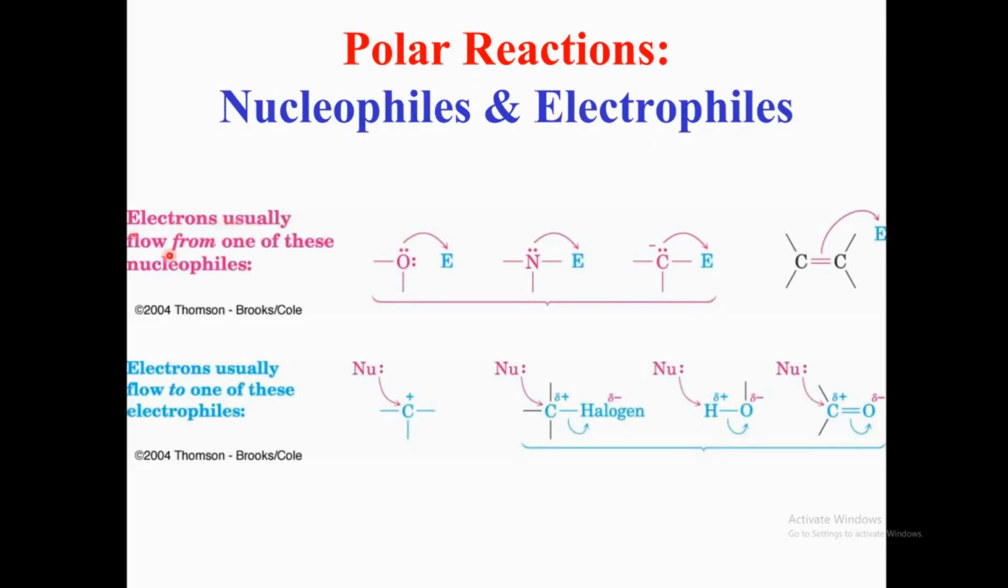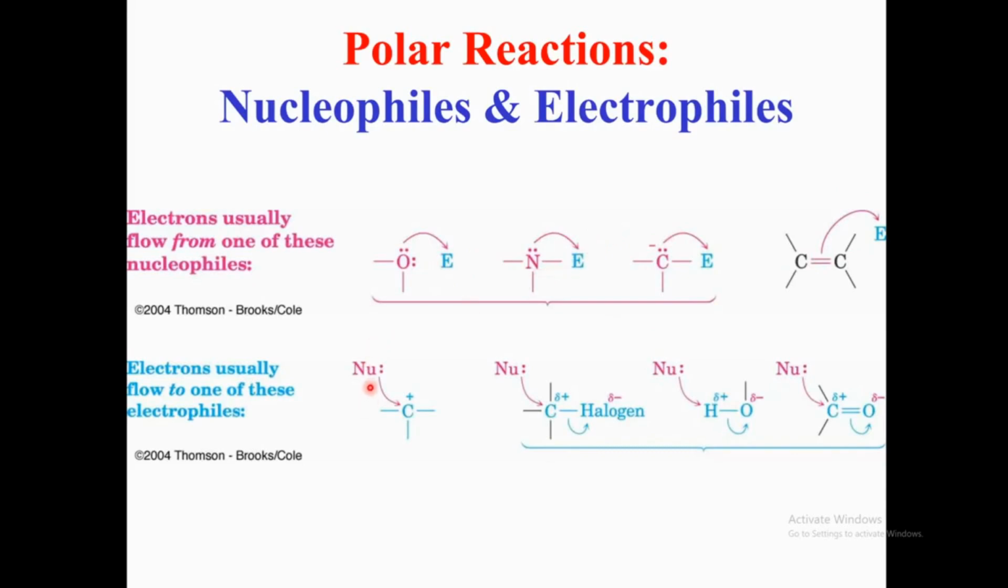So electrons usually flow from the nucleophiles, and electrons usually flow to the electrophiles. Oxygen is a nucleophile which gives electrons to the electrophile. Nitrogen is a nucleophile which gives electrons to the electrophile. Carbon, having a negative charge, will act as a nucleophile, and that will donate electrons to the electrophile. The double bond in an alkene is rich in electron density, which will donate electrons to the electrophile. This is how nucleophiles donate electron density to the electrophiles.